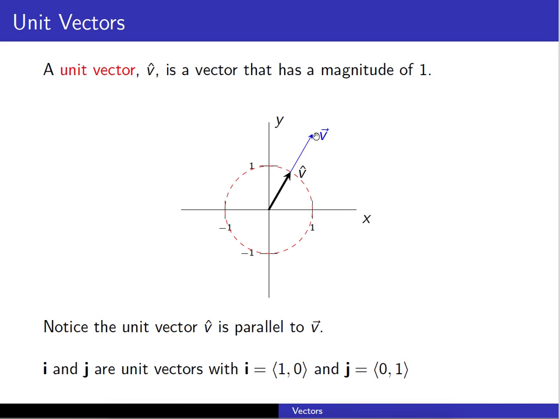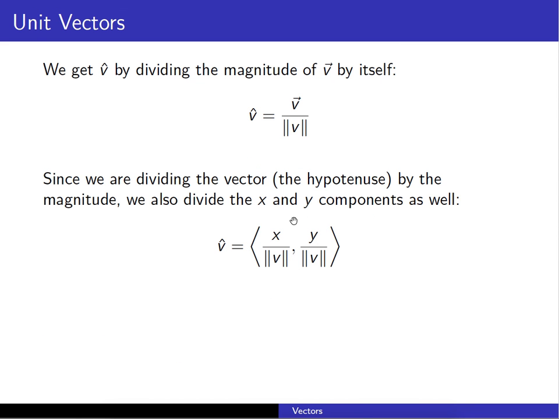So if we divide the hypotenuse of this right triangle by 2, we also have to divide the height, or the y component, the vertical component, and the base, or the x component, the horizontal component, by 2 as well. So whatever we do to one side, we have to do to the others. So in addition to the vector itself getting divided by its magnitude, both the horizontal x and vertical y components also get divided by that magnitude.